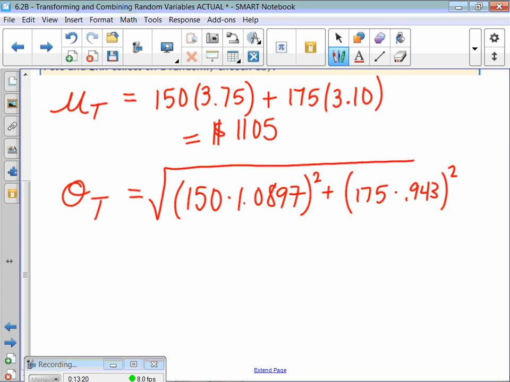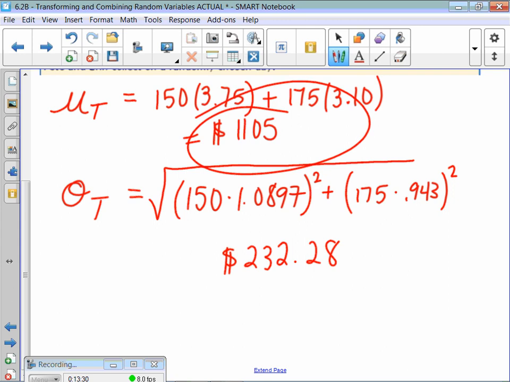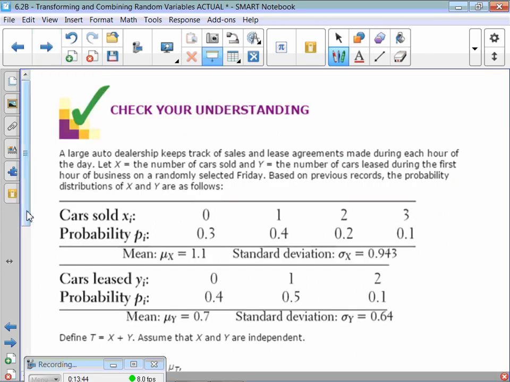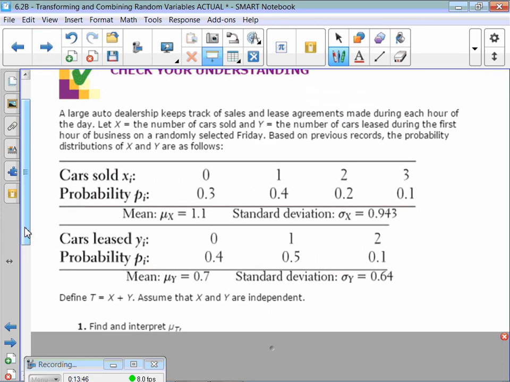All right, so you go ahead and multiply them because you are allowed to do that. And then you square to get your variances, add them together, square root, and we get 232.28. So in other words, typical amount of money we make, $1,105 combined. And then the typical distance or amount we're going to be off is 232.28. That's it. Let's try one more and really make sure we got this.